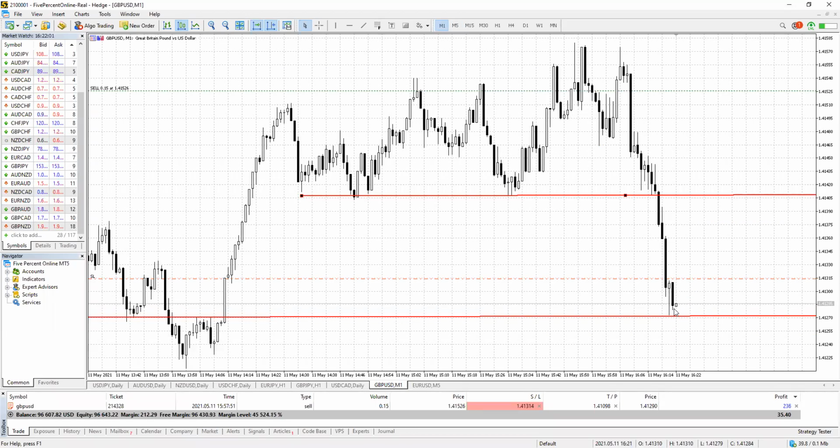After the reaction, I failed to push the market higher, so that invites more sellers to join. Now, if this is a classic demand area, remember we have three valid zones for the buyers to step in.